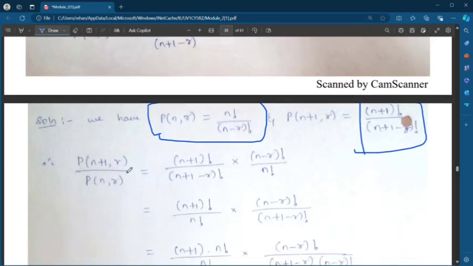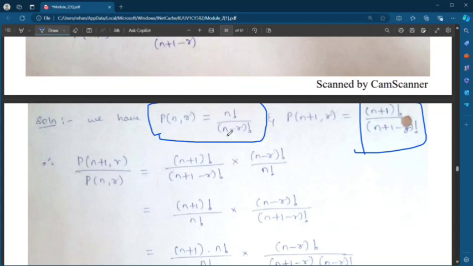This is given. Therefore, P(n plus 1, r) divided by P(n, r) is equal to, we are just dividing this and this. If you divide this and this, what will happen? (n plus 1) factorial divided by (n plus 1 minus r) factorial, into (n minus r) factorial divided by n factorial. How it is coming, you can see here.